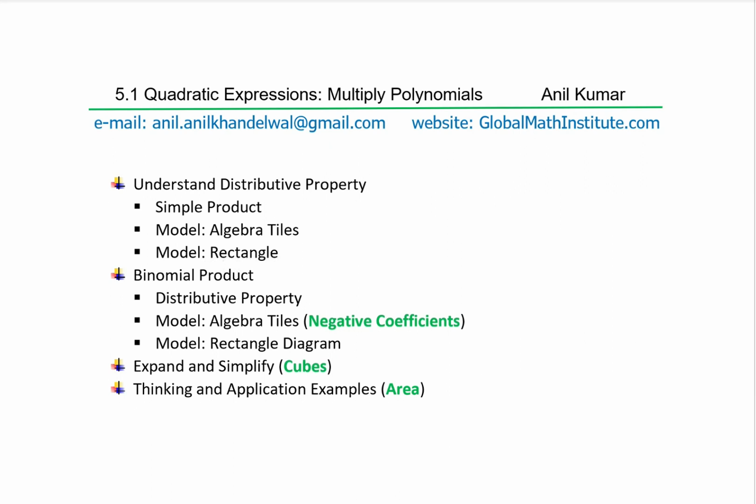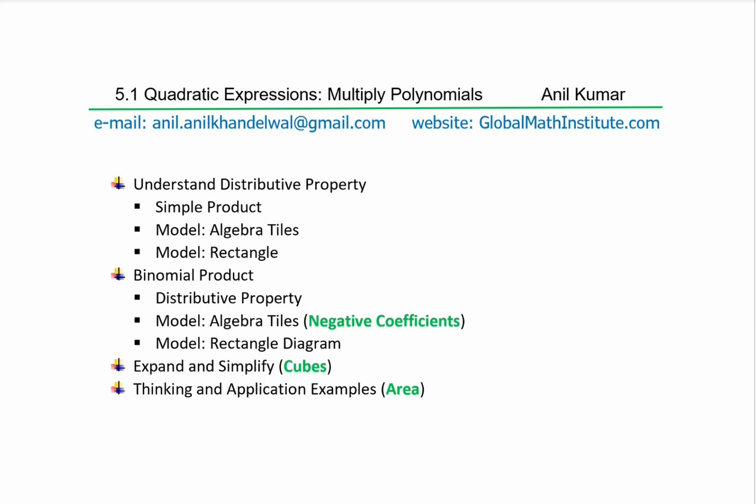When we say quadratic expressions, the degree of polynomial is definitely 2. However, when you multiply binomials and trinomials, you may get higher degree. So we'll refer to them as polynomials in most part. We'll also see some examples where negative coefficients are involved. We'll expand and simplify cubes and take up applications based on area. There are 15 examples in all.